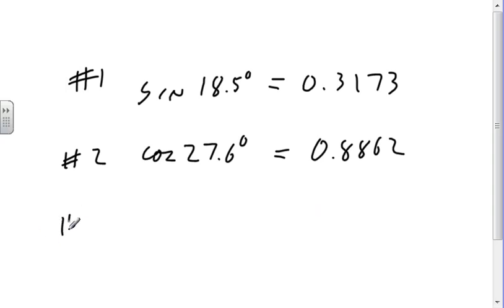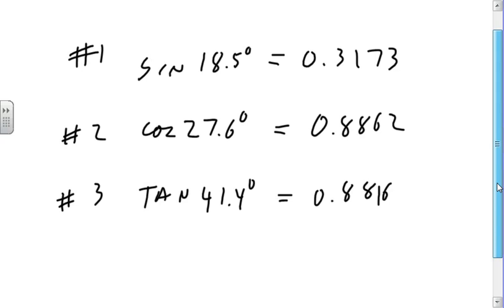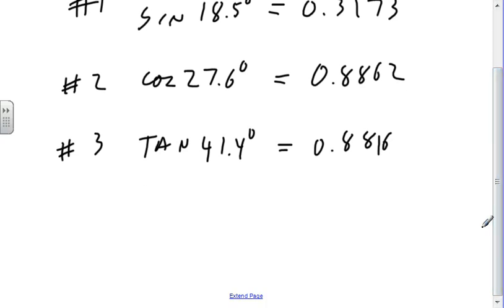Number 3, tangent of 41.4. Tangent, 41.4. What? 0.8816. I thought it was the same as the other one, but it's not. Okay, well that seems all right.